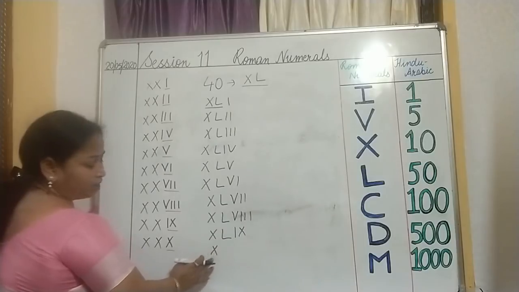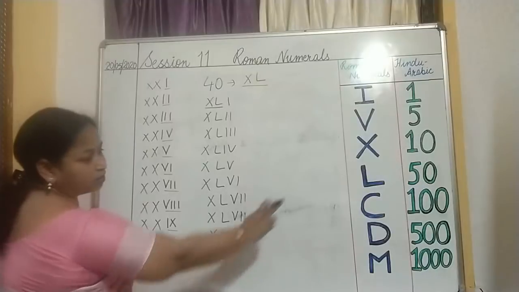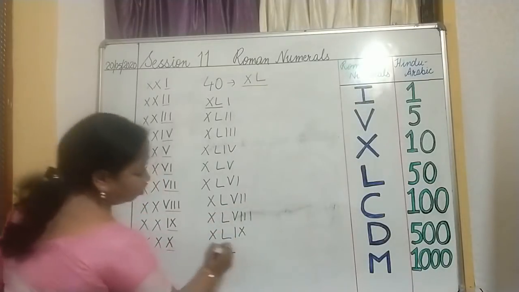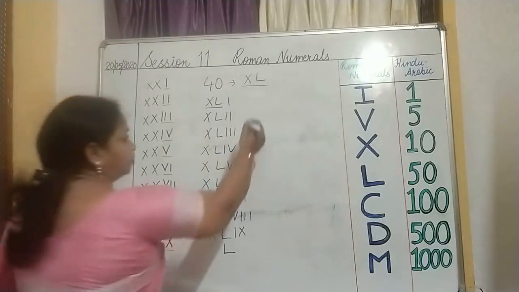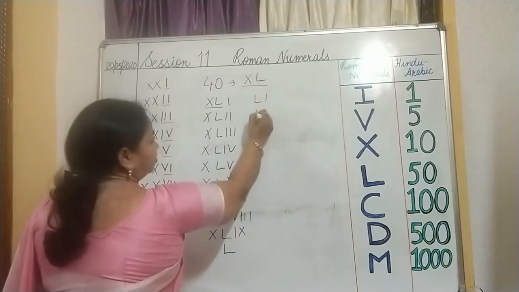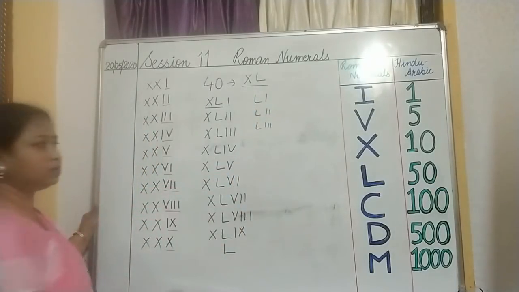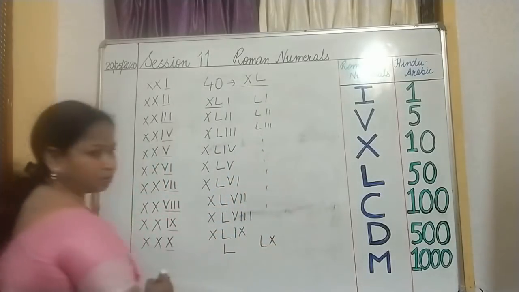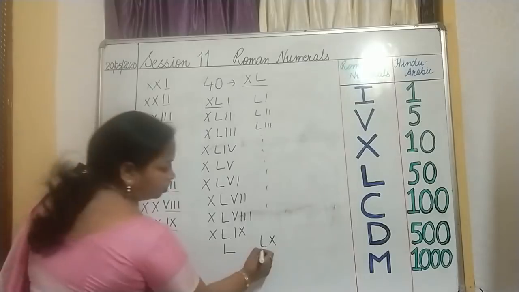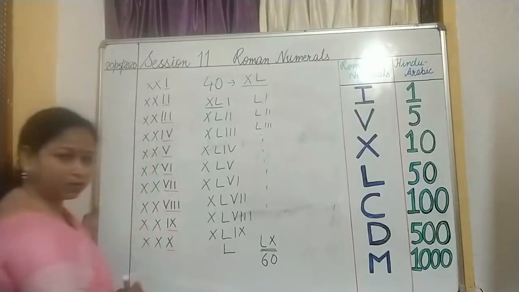What about 50? Shall I write XL and another, or do I have a symbol? I have the symbol L, which stands for 50. Clear? So 51, very easy. LI, LII, LIII. Go on with the series, and then you will have LX. LX means 50 plus 10, so the value will be 60.